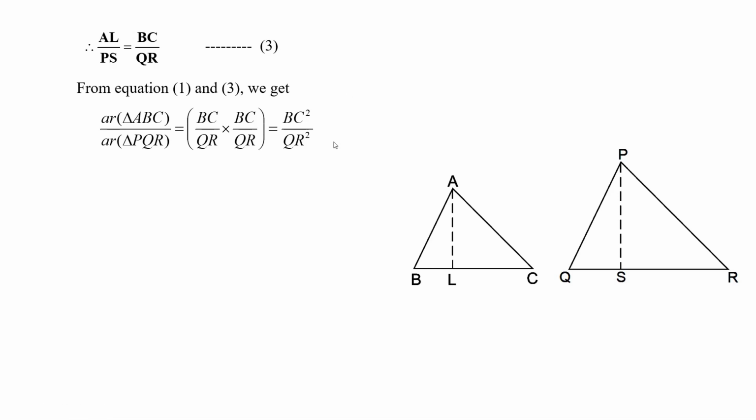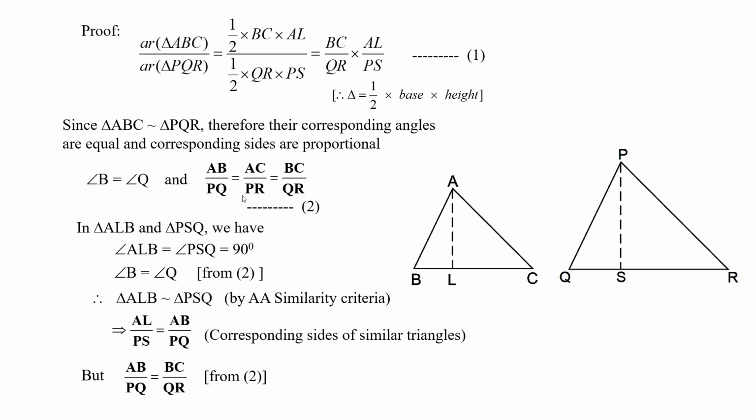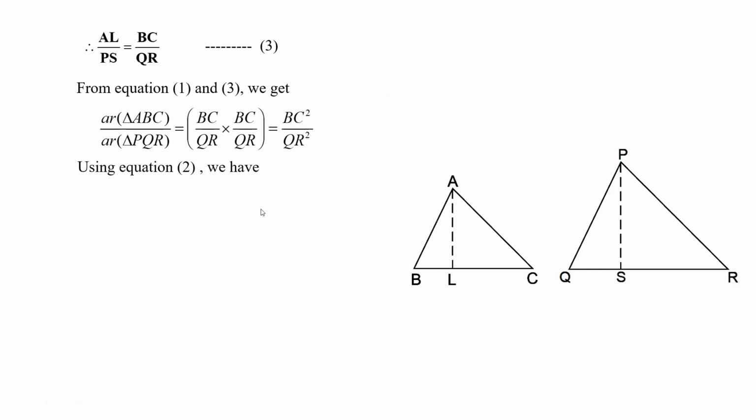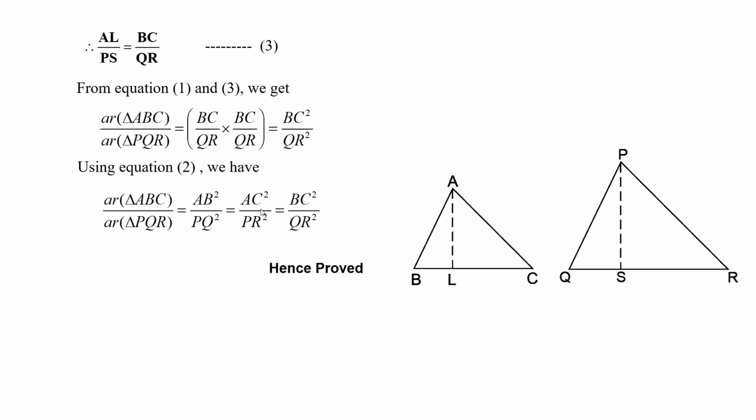अब BC upon QR, जो है इक्वेशन 2 में, BC upon QR वो AB upon PQ के बराबर है और AC upon PR के बराबर है. तो BC square upon QR square, AC square upon PR square के बराबर हो जाएगा, and this will be equal to AB square upon PQ square. So how we can write it? Using 2 we have direct, you can conclude with this step. Hence proved. Any doubt in this theorem?